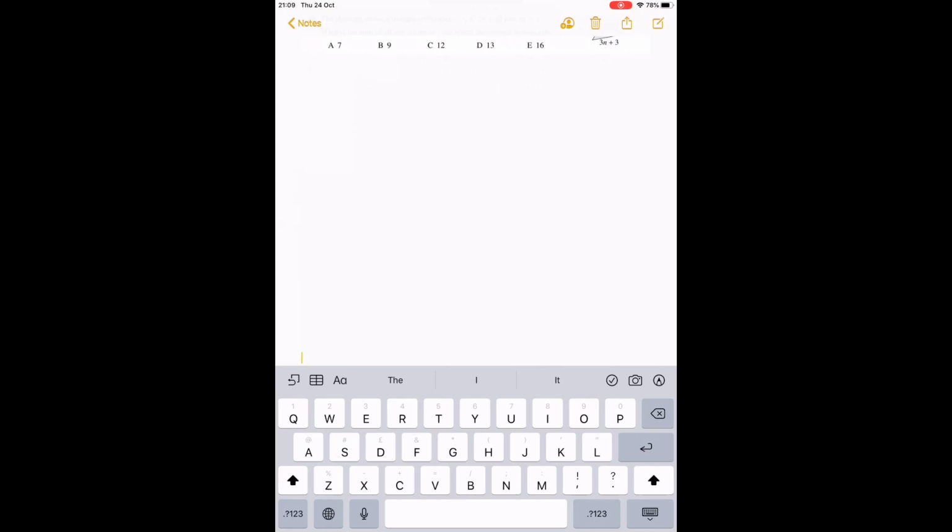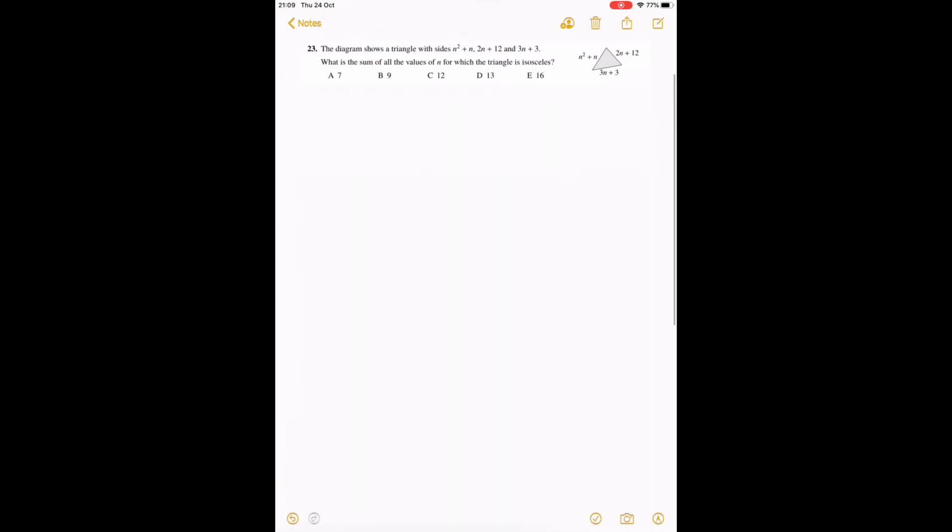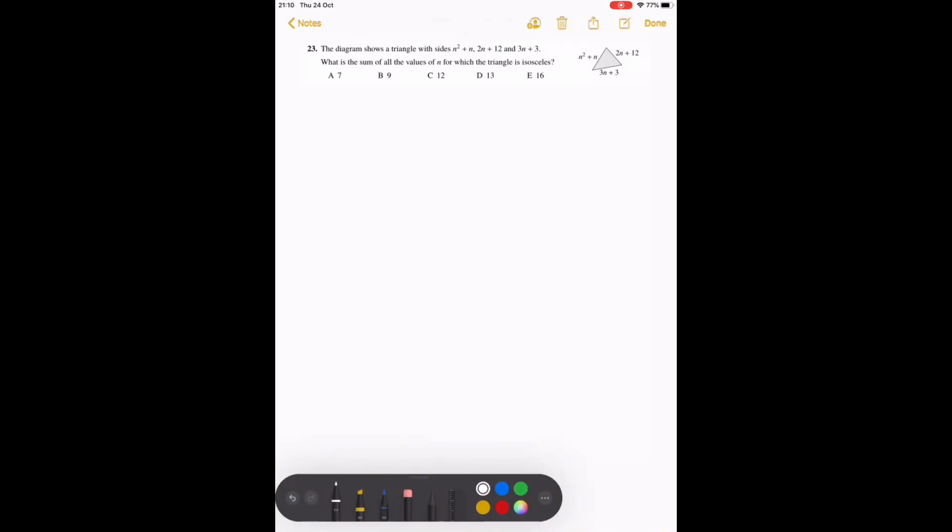Today we're going to attempt another UKMT question using the mind map method. The question is: the diagram shows a triangle with sides n squared plus n, 2n plus 12 and 3n plus 3. What is the sum of all the values of n for which the triangle is isosceles? So, let's draw our mind map.